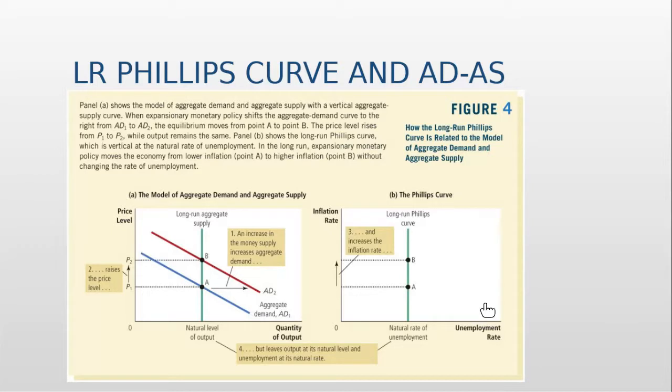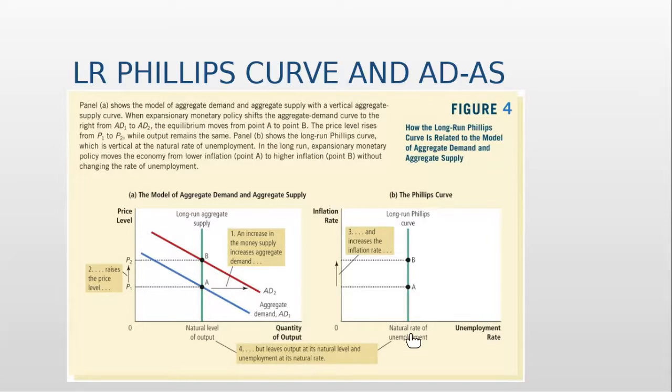Now, we can take the long-run Phillips curve and compare it to the aggregate demand, aggregate supply model to see some other results or other implications. So in the long run, if aggregate demand increases, say, due to a money supply increase, we shift from point A to point B, which means that we now have a higher price level, and that higher price level corresponds to an increase in the inflation rate along the long-run Phillips curve, even though the unemployment rate is at its natural rate.